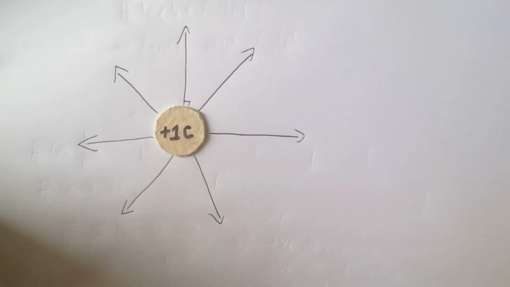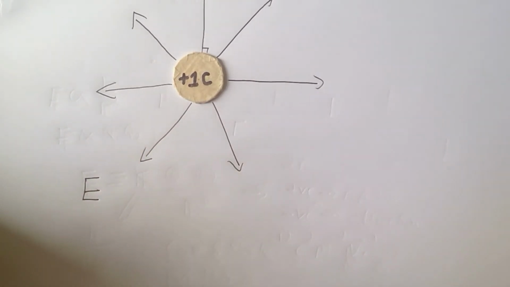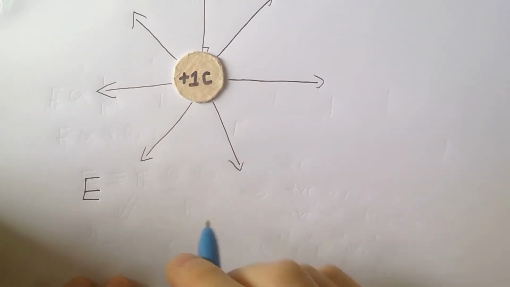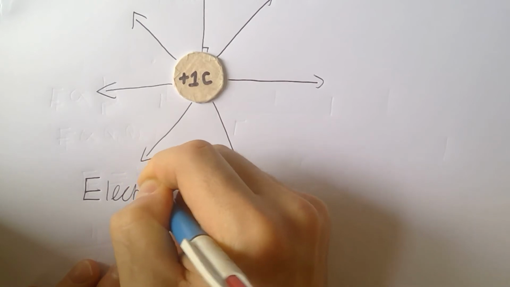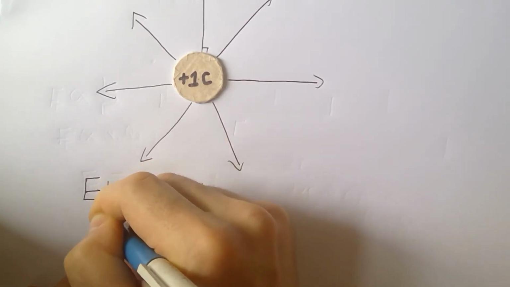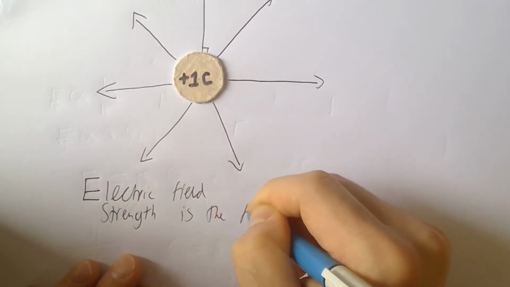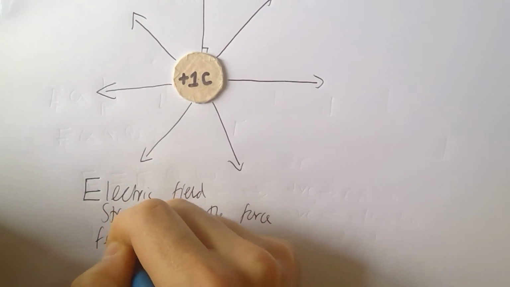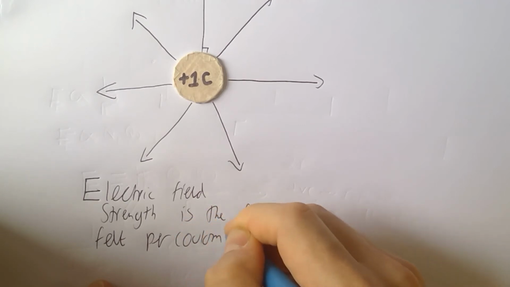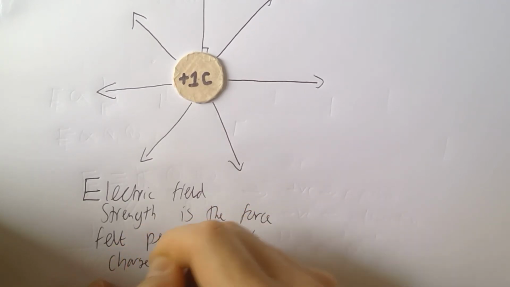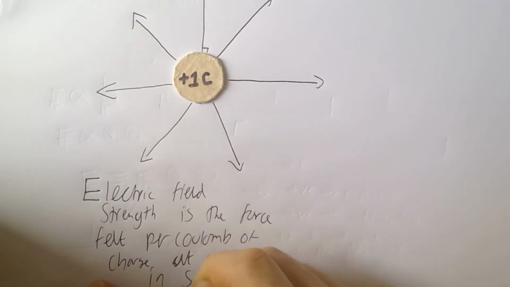Now, what is an electric field? Well, the symbol we would use is E for electric field. The electric field strength, E, I'll write this down, electric field strength is the force felt per coulomb of charge at a point in space.